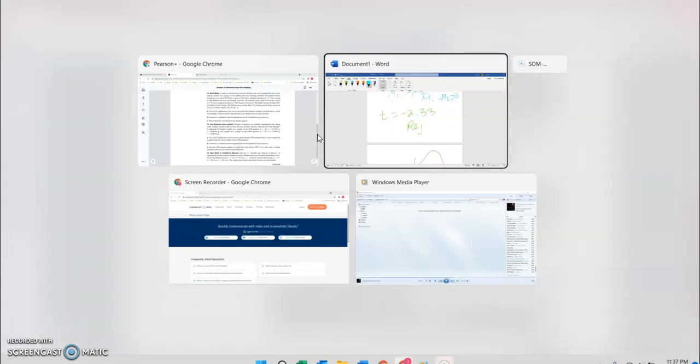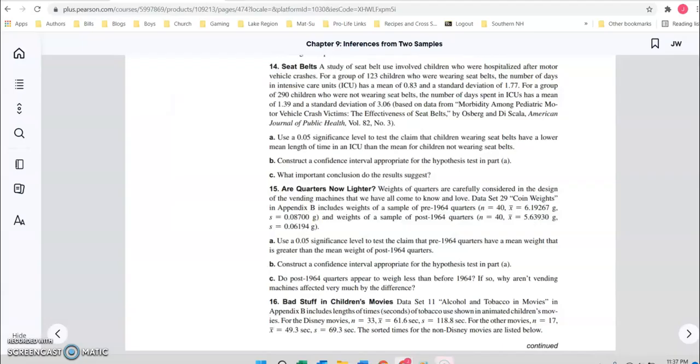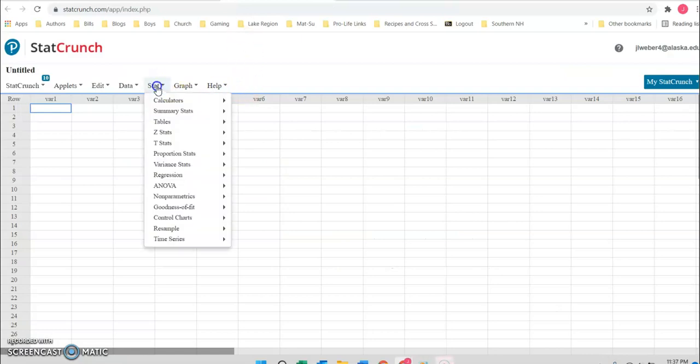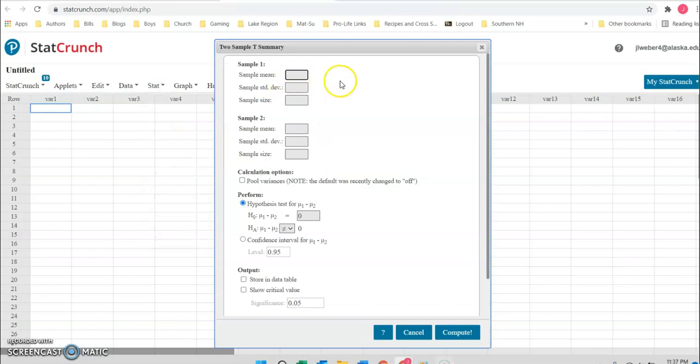So to do a confidence interval, okay, so I'm going to come back here. I'm going to go to, again, same place I was before, put back in these same values. Okay, 0.83, 1.77, 123. This was 1.39. This was 3.06, 290. Come down here to confidence level.